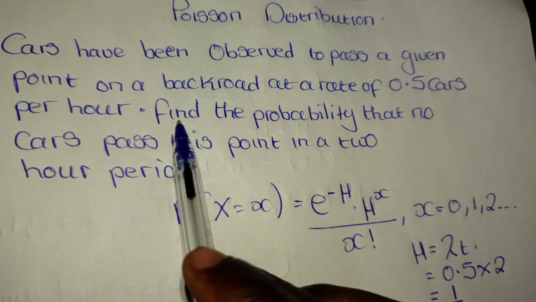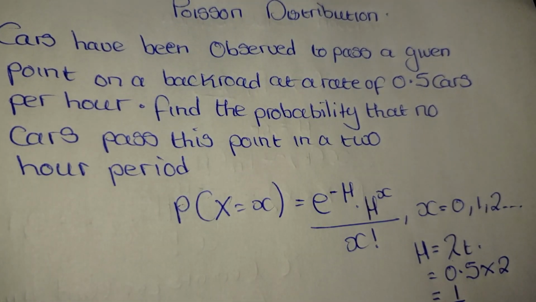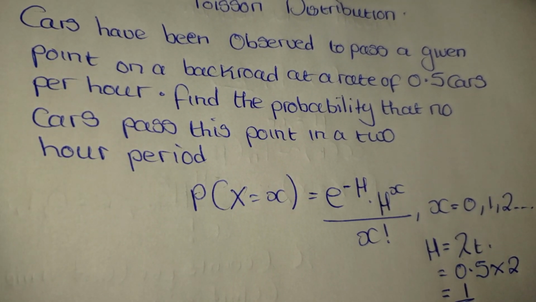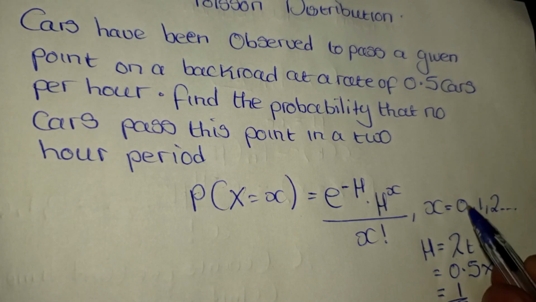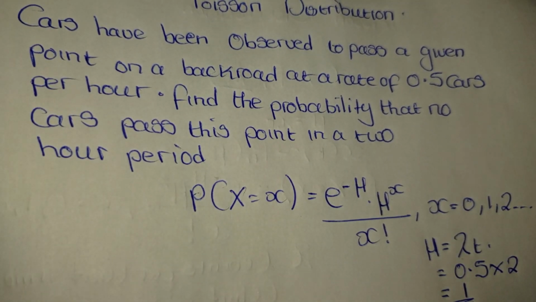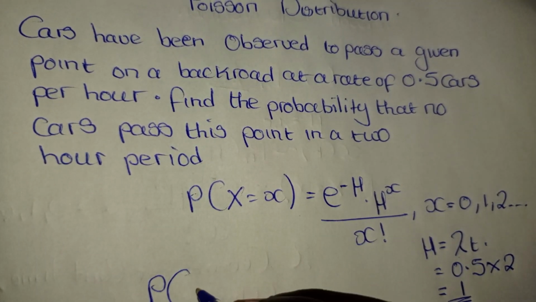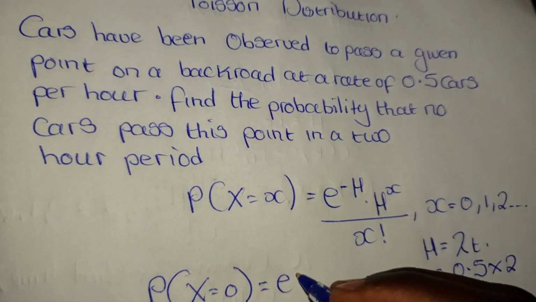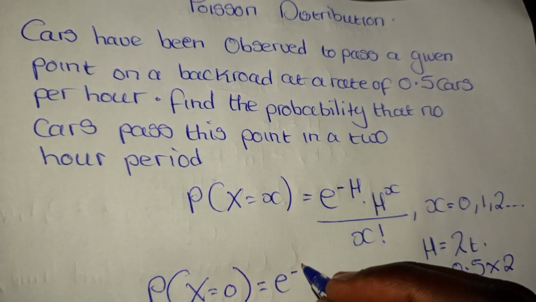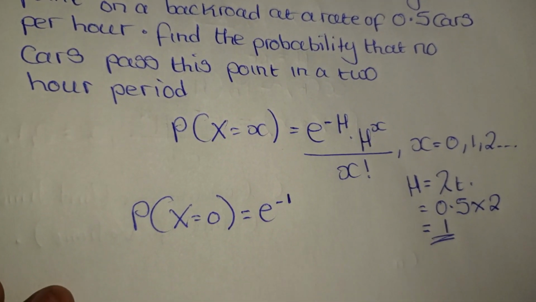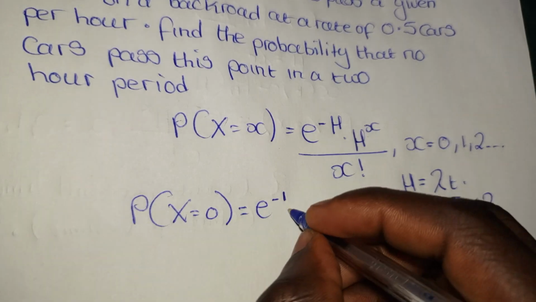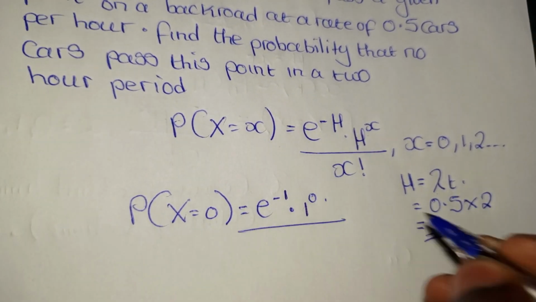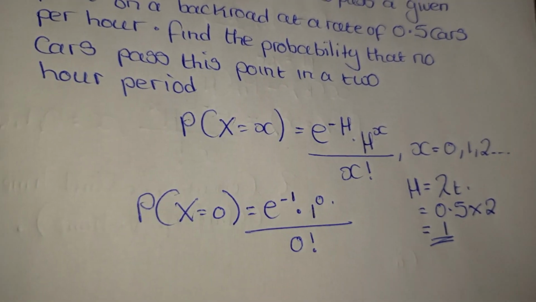But look at it, they're telling you to find the probability that no cars, which means none of the cars, passed that particular point. So the value of x is equal to what? It is equal to 0. So the probability of x, where x is 0, is equal to the exponent, where the value of mu in this case is 1, multiplied by mu, which is 1, to the power of x, which in this case is 0, over 0 factorial.